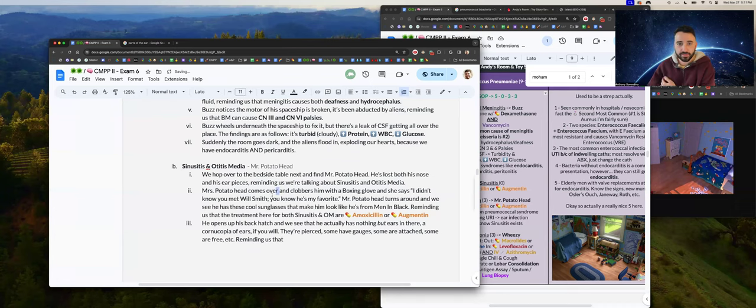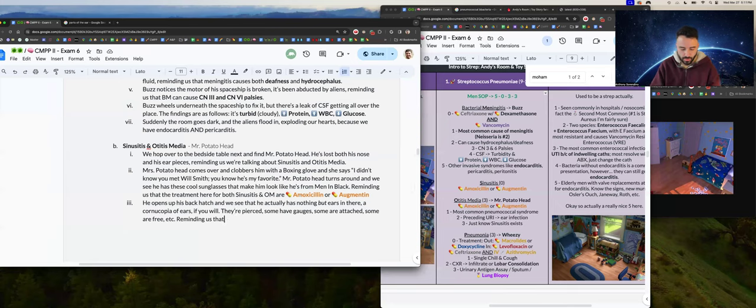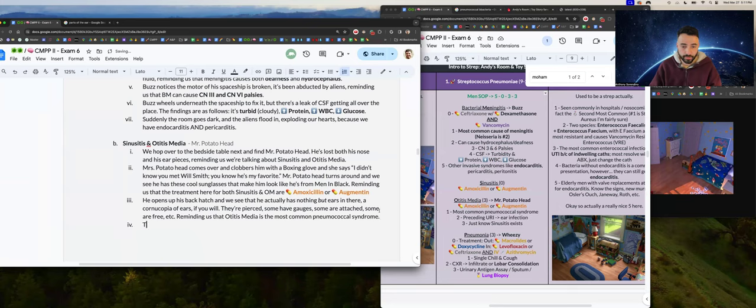Reminding us that otitis media is the most common pneumococcal syndrome. Didn't know that. Interesting, right?